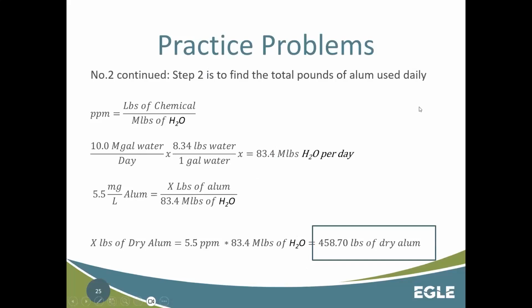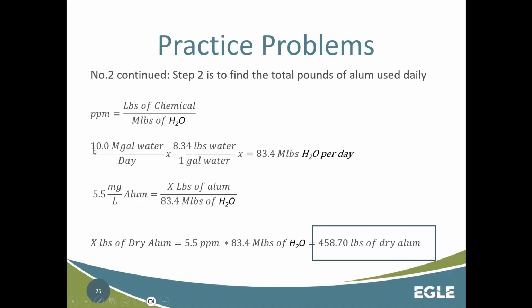Number 2 continued. We've got another step here. Step 2 is to find the total pounds of alum used daily. So you might remember this from one of our previous problems as well, but we said the ppm equals the pounds of chemical divided by 1,000,000 pounds of water.